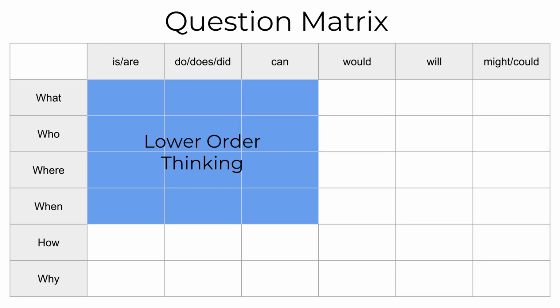Using the question stems what, who, where, when, combined with is, are, do, does, did, and can, allow for basic recall and identification, which are considered to be the lower levels of Bloom's taxonomy. Examples are, what is volume? Who invented the light bulb? And where's the setting? These are basic, necessary questions that we ask time and time again to help students memorize essential information.